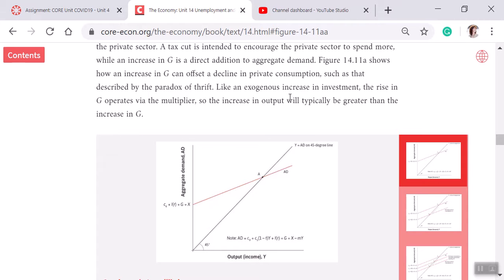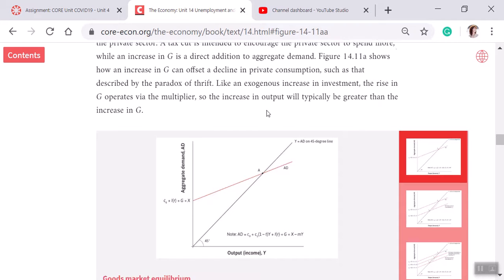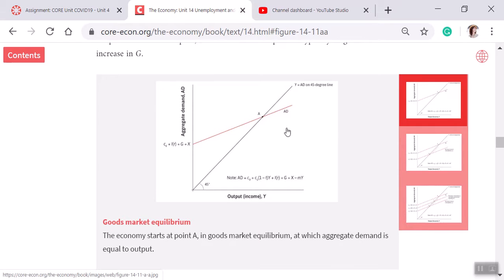So if we give more people more money to spend, they're going to spend it, and that's going to get everything moving again, get that multiplier in place, and everything is going to be better, right? Kind of like a rising tide lifts all ships. So let's see what this says.